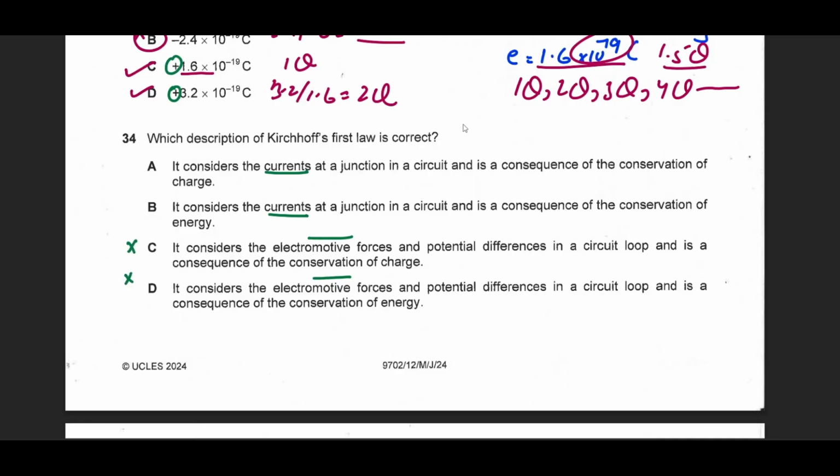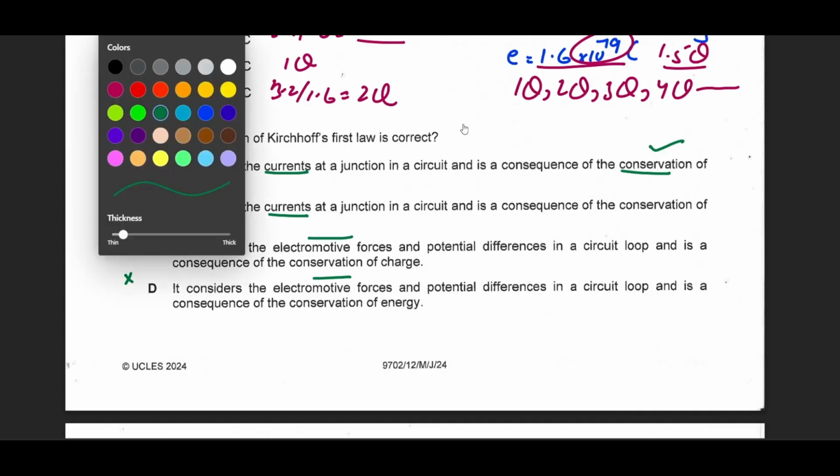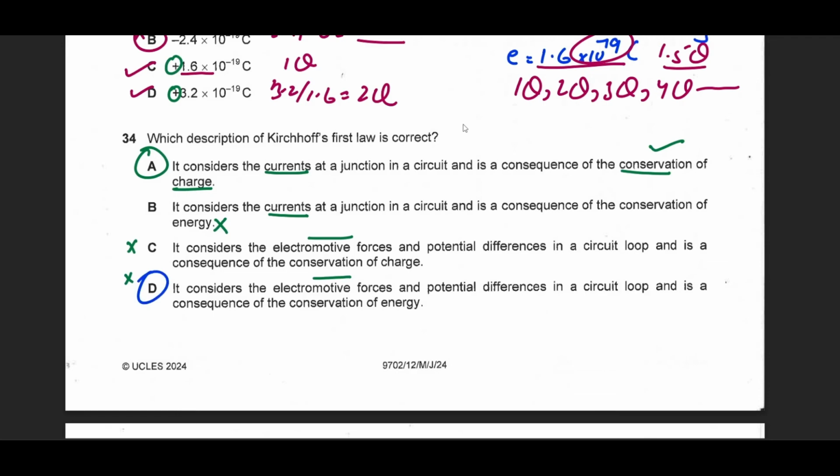He says, as a consequence of conservation of charge, yes, conservation of electrons, the number of electrons entering a point will be equal to the number of electrons leaving the point. They can't vanish out of the blue. Consequence of the conservation of energy, no, energy is second law. So the answer for this question will be option A. But if this question was for the second law, then that would be option D. Electromotive force and potential difference in a loop are the consequence of conservation of energy or work done. Okay. Work done by the battery will be equal to the energy consumed by the electronic components.